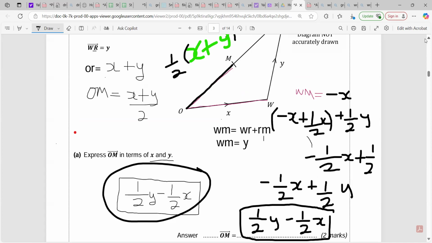But I think the key thing that we have to know, guys, is when we're going against the arrow versus when we're going with the arrow. For example, this was OR, so this is OM, so the arrow is going to turn this way. That is why I have positive here, because we're going with the arrow. But if you're going against the arrow, then it's going to be negative.